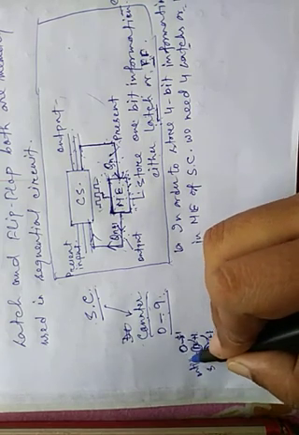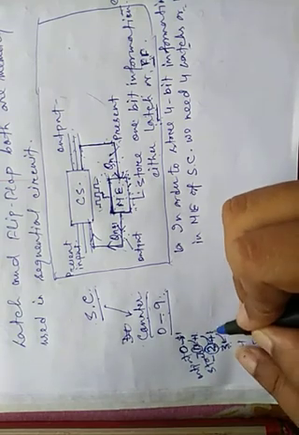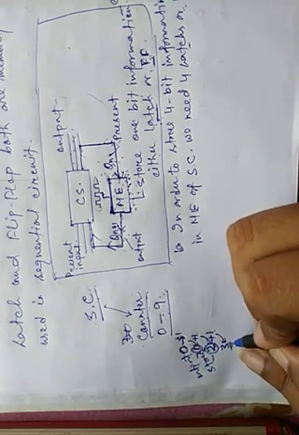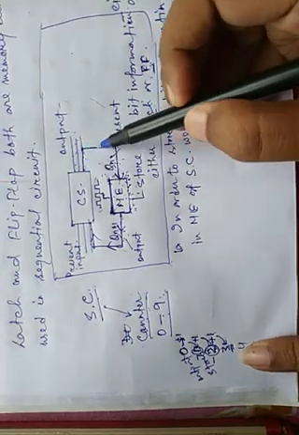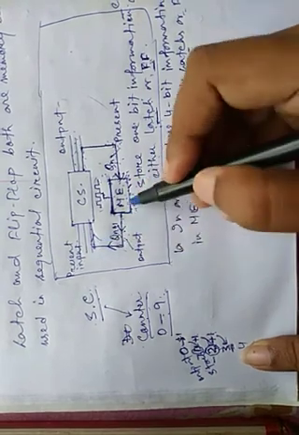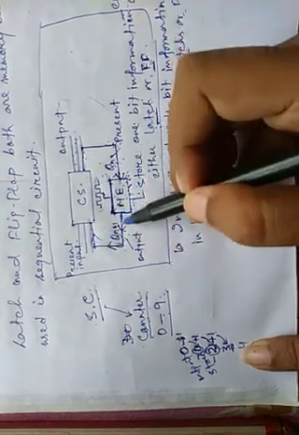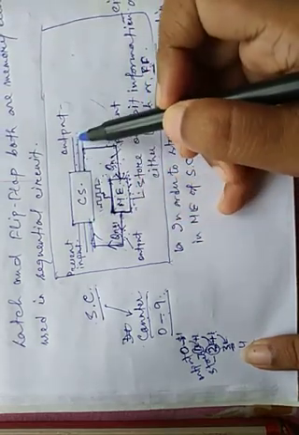Output must be stored to get the next value. So that's why in a sequential circuit, the output must be stored, to get this output as an input, and we get the next output.